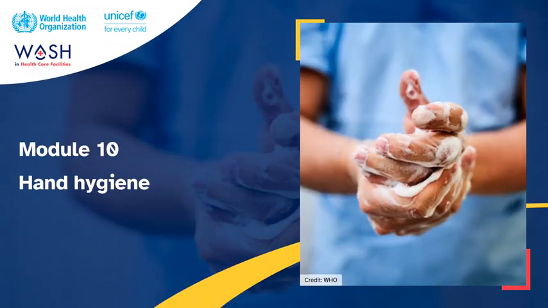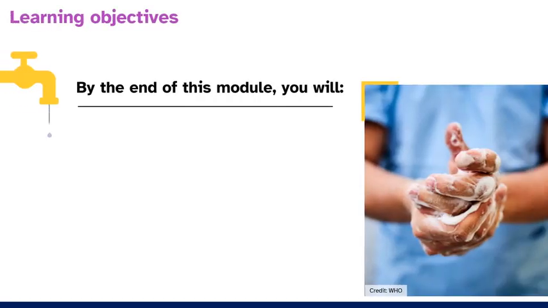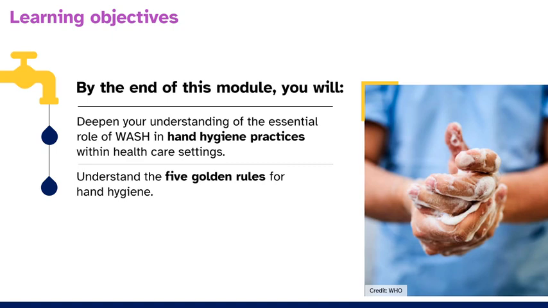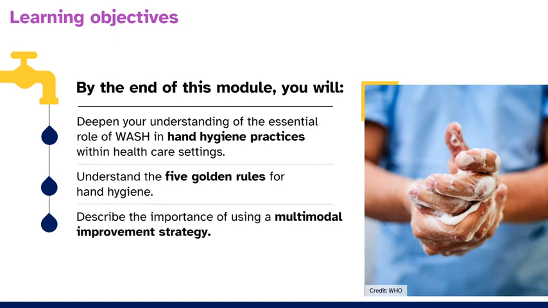Welcome to Module 10. This is Bonnie Magtibay from the Philippines again, and our focus now is on hand hygiene in healthcare facilities and how you can improve it as part of WASH Fit. In this module, you will deepen your understanding of the essential role of WASH in hand hygiene practices within healthcare settings. You will learn how WASH underpins the 5 golden rules for hand hygiene, critical in preventing healthcare-associated infections and fighting antimicrobial resistance. You will explore the importance of a bimodal strategy for improving hand hygiene.